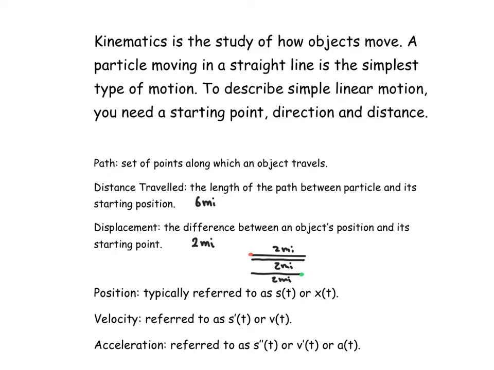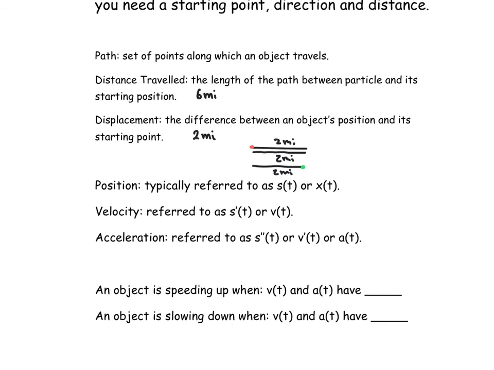Okay, let's look at a little bit more here. Position, as we talked about on an earlier slide, is typically referred to as S of t or x of t, because there might be a particle moving along the x-axis. That's why they would call it x of t. Velocity is typically referred to as s prime of t or v of t. And acceleration is referred to as the second derivative of the position, the first derivative of velocity, or a of t.